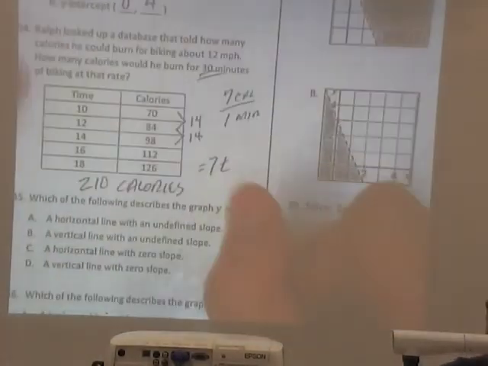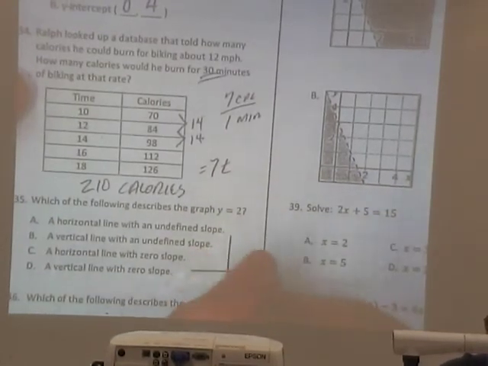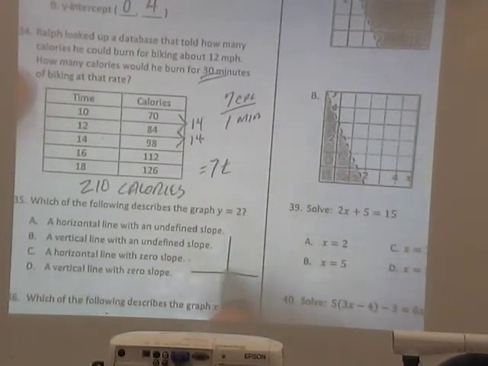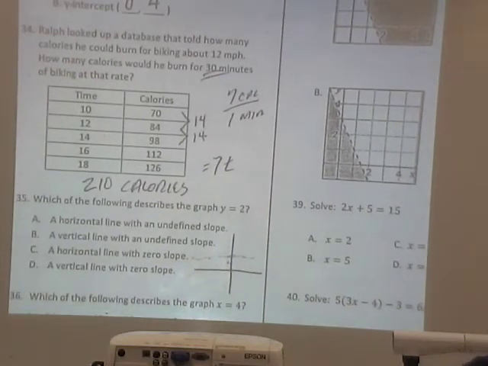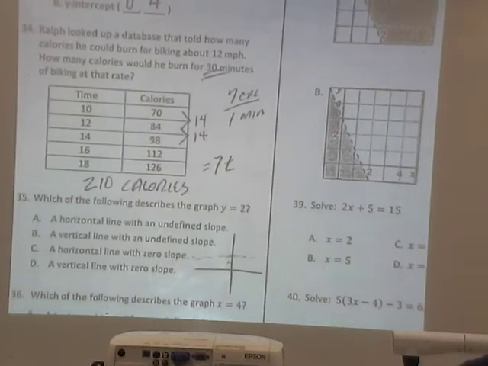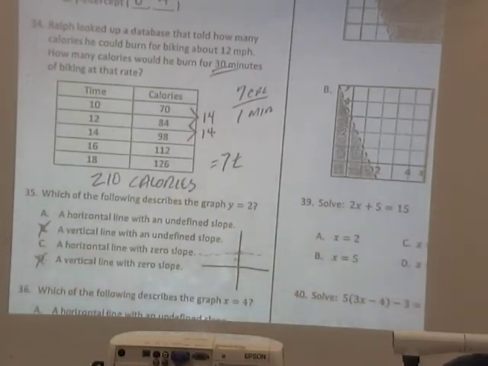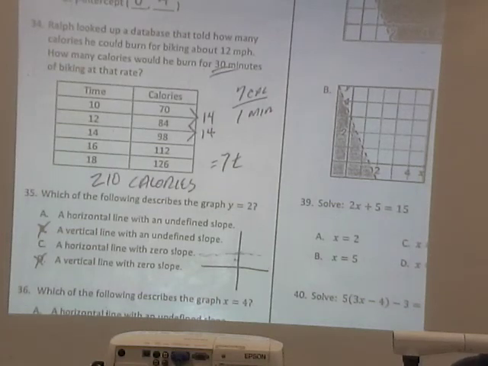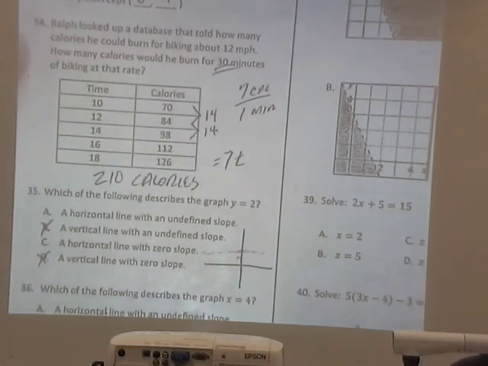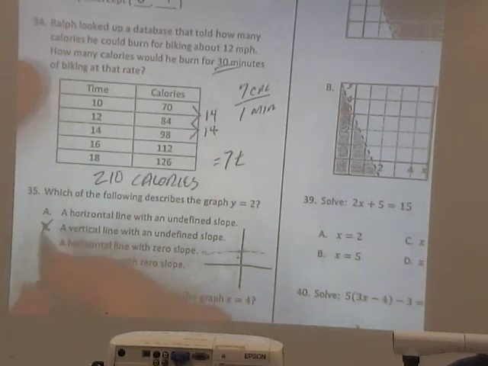So if it went through the y-axis, it would be this kind of line, at positive 2. It'd be that line. So what kind of line is that? Vertical or horizontal? Horizontal. It's horizontal, so we can cross out B and D. Now, what's the slope of a horizontal line? 0. 0, very good. So, it would be C.